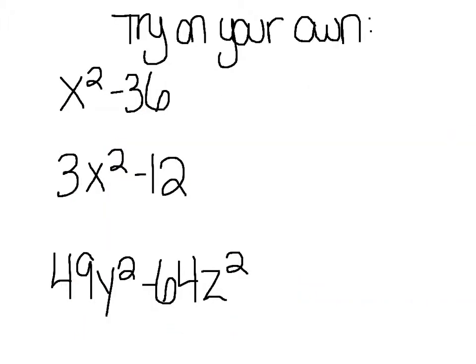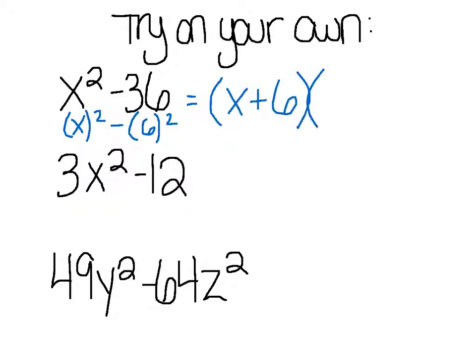All right, I want you to pause the video and try these 3 problems on your own using what we've already covered. Okay, looking at the first example, we see x is being squared and 6 is being squared. Therefore, our answer is x plus 6 times x minus 6. Congratulations if you got that correct.